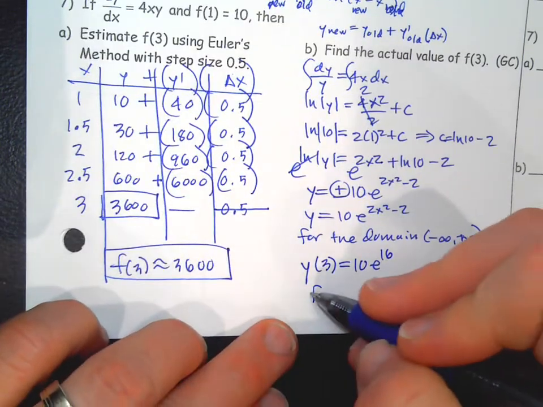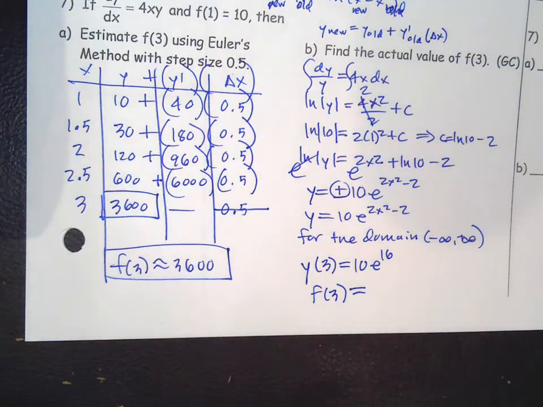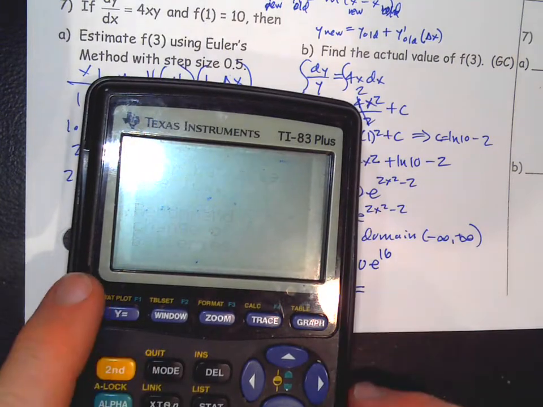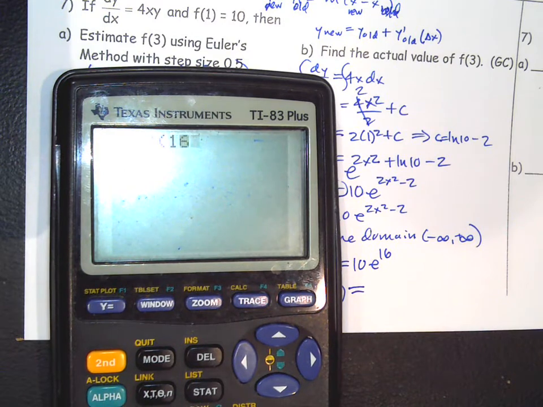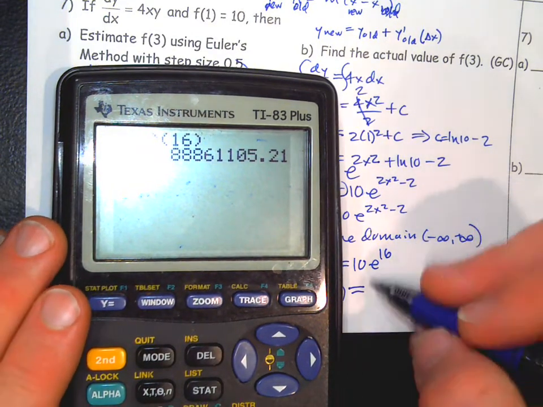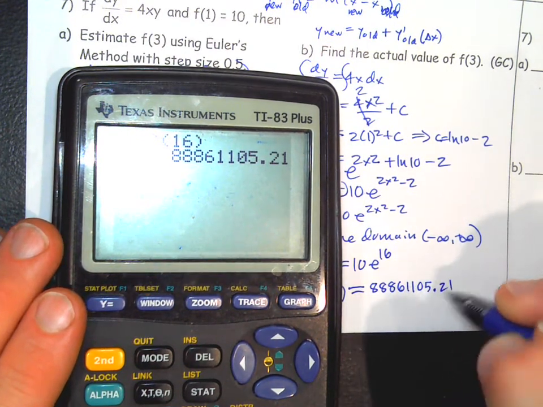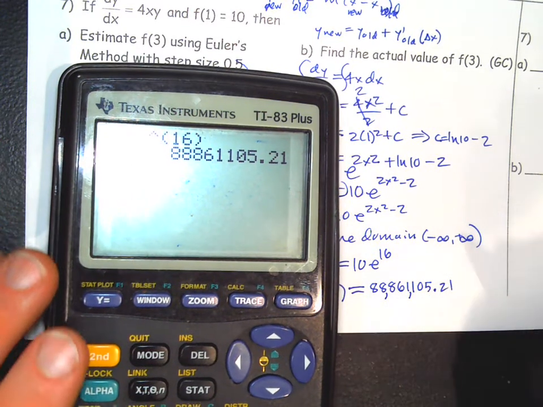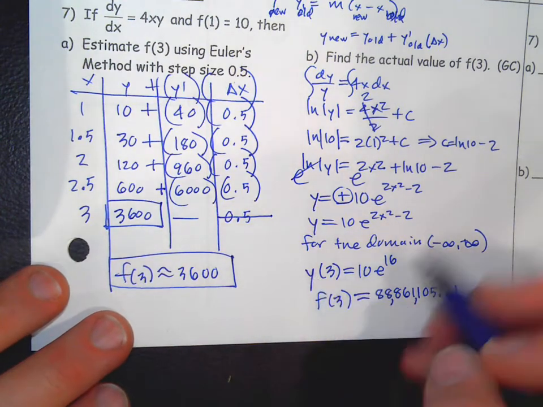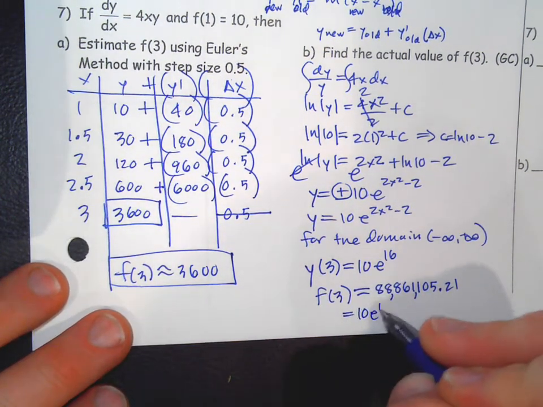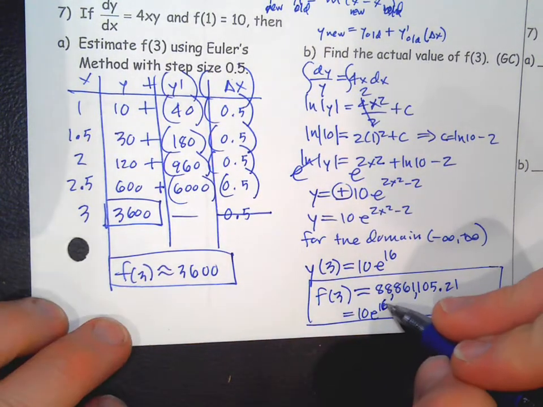And so I'm going to use my calculator to just get the exact answer so I can compare it to 3,600 better. So it's going to be 10 e to the 16. Oh, God. 888,611,05.21. Yo, this is 88 million. Not very close. I guess we should do more steps, smaller steps.